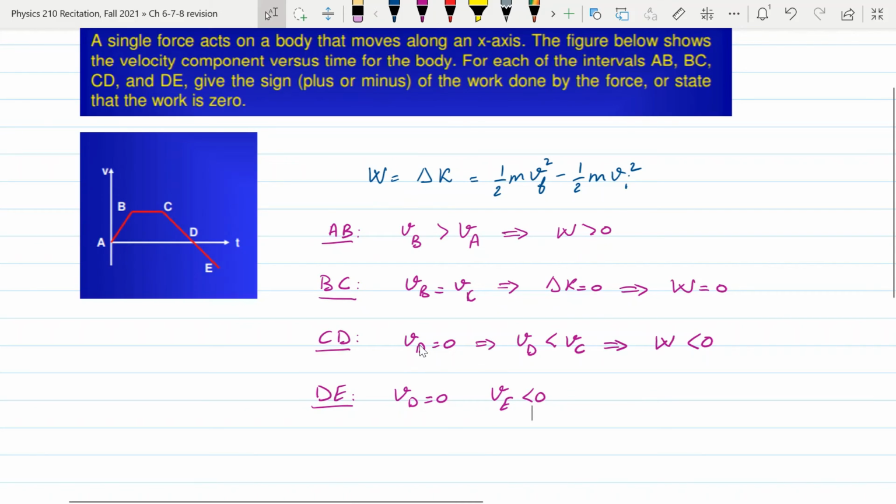However, we can still see that if we look at the squares, the speed at E squared is larger than the speed at D squared, and so delta K will be positive because the speed at E is the final speed, and so the work done is going to be positive because it depends on half m v squared minus half m v initial squared. So the work done here is going to be positive even if the final speed is negative.